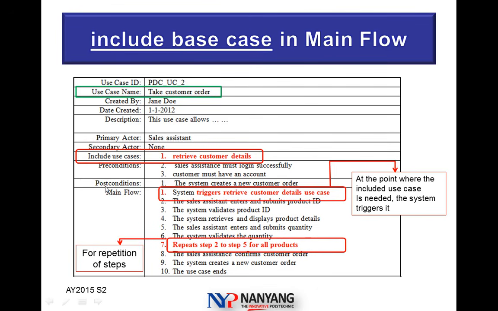Here, we also illustrate how you can write repetition steps. If you have a series of steps that need to be repeated, then all you have to do is to indicate as follows: repeat step number 1 to number 1 for all products. We normally do not use repeat until nor for such and such constructs.